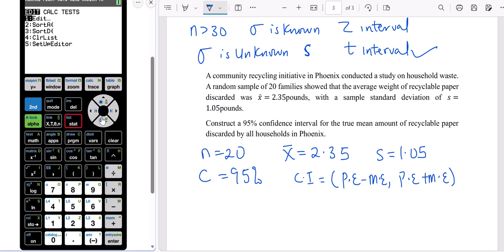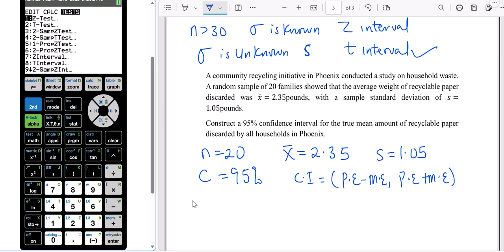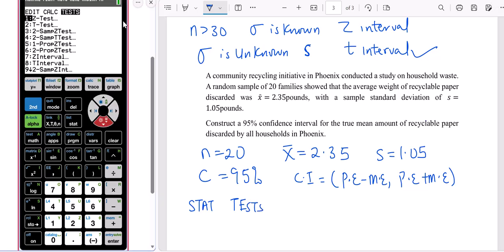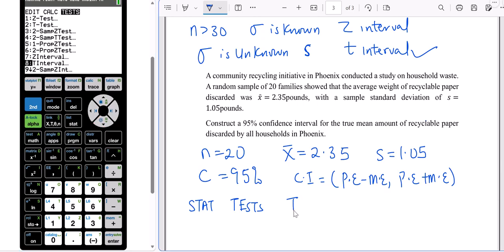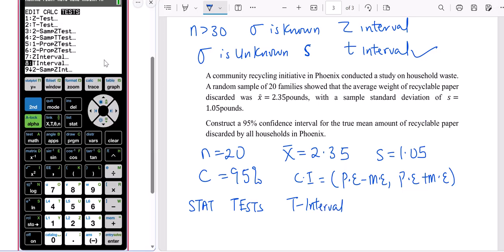So here we go to start, test. Then you come down to T interval, which is number 8. When you get to T interval, you click on start, not on data. Don't click on this, we go to start. Then let's plug in what we have.